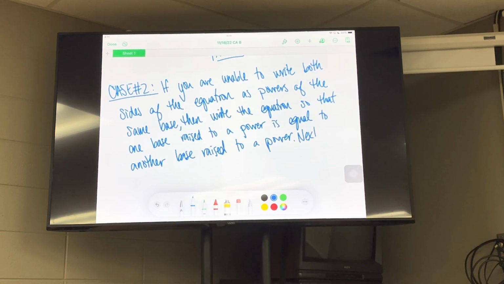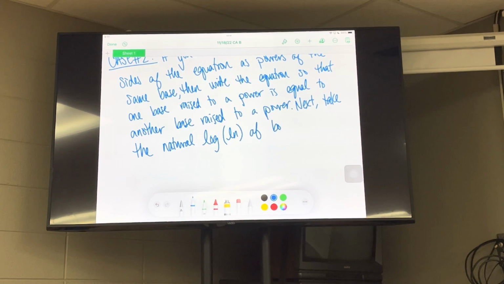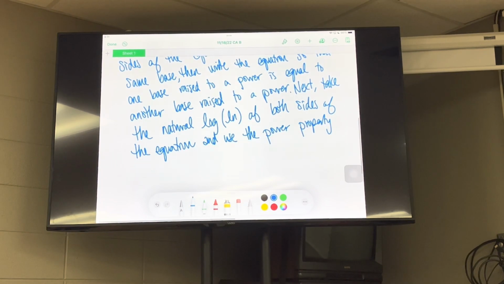Next, take the natural log or ln of both sides of the equation and use the power property of logarithms to get the variables out of the exponents.